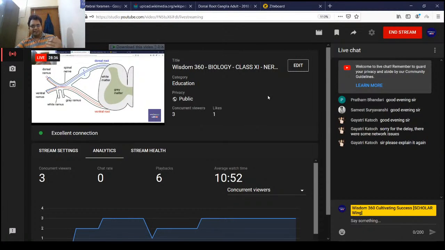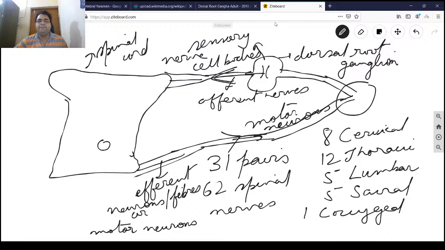So this is how the spinal nerves make the connections with the entire body. This is how the nerves emanate from the entire body. Gayatri, good. So next is simple reflex action. In all simplicity, what is reflex action?